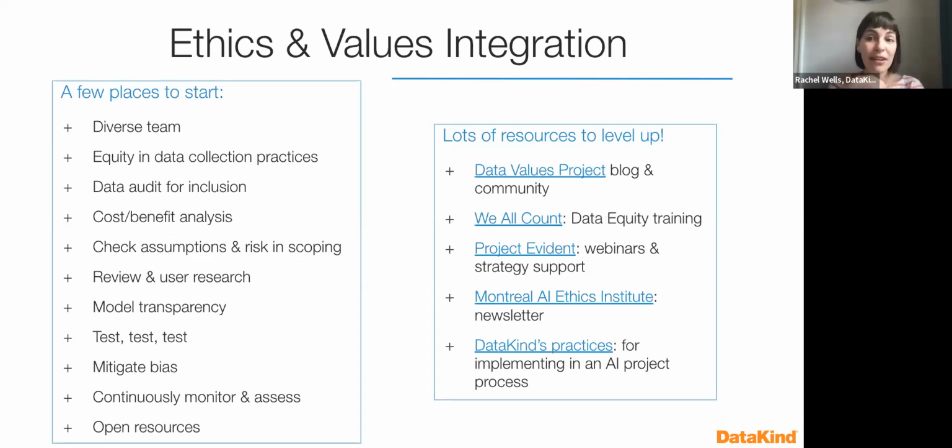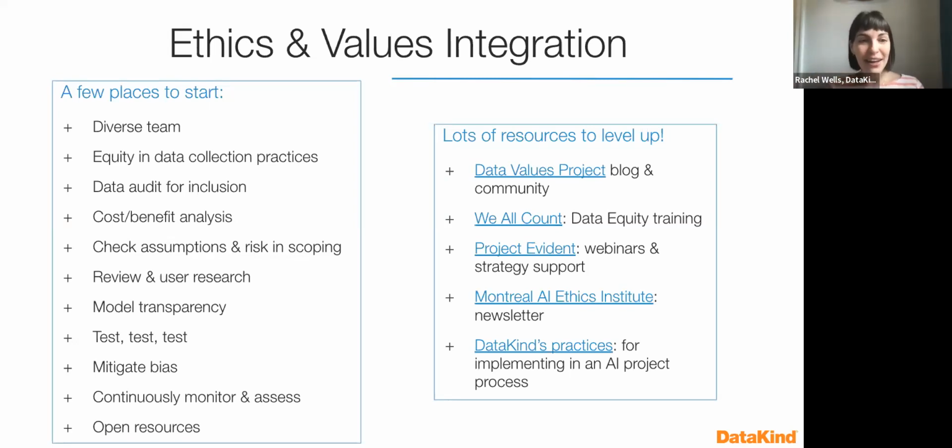If you haven't done any data audits where you look and ask questions about inclusion and other things of your data, that's a big way to really think about ethics and values in machine learning. Cost benefit analysis alongside really checking what your assumptions are and what risks might come up as you're scoping and defining your project. So all of this is before you even get started with doing anything.